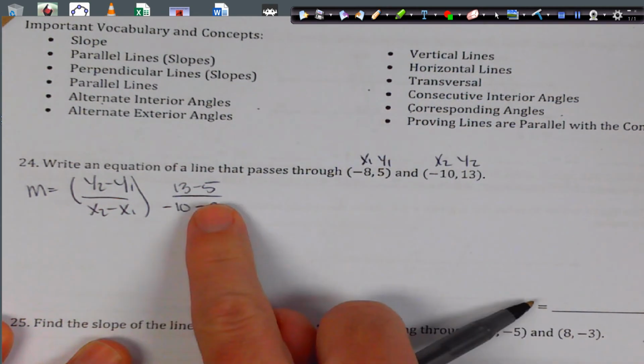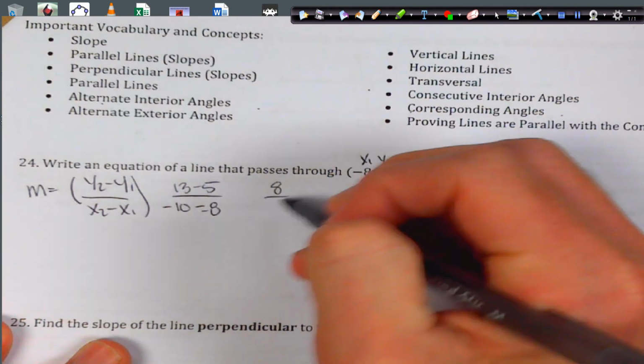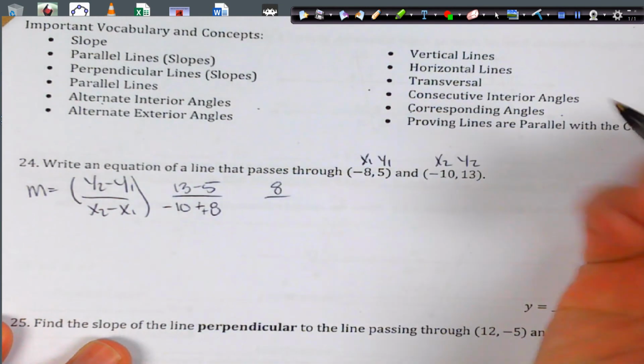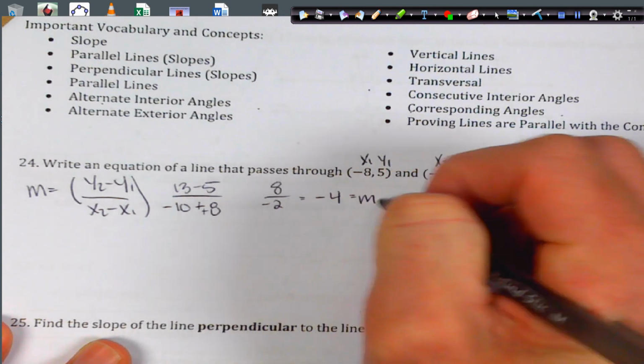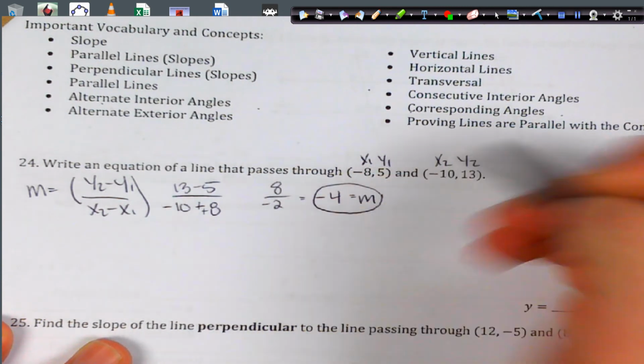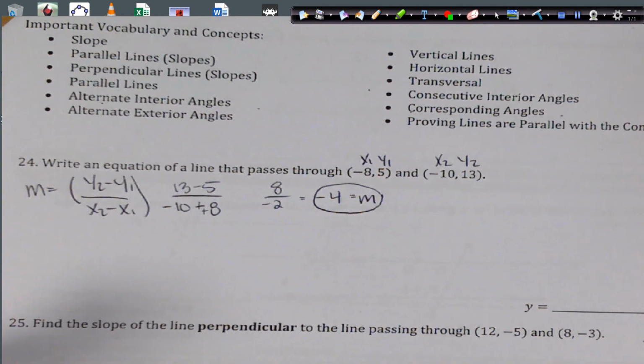So 13 minus 5 should give us, I believe, 8. 2 negatives make a positive. That's a negative 2. That's going to become negative 4 for our slope. Okay. Well, we have the slope and we have a point. If we have both of those, then we can do point-slope form.